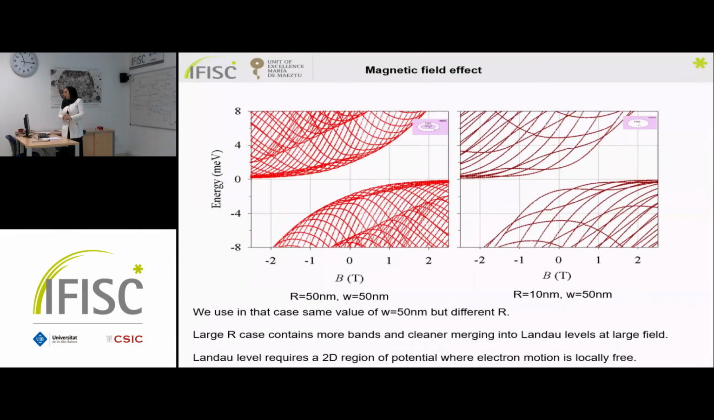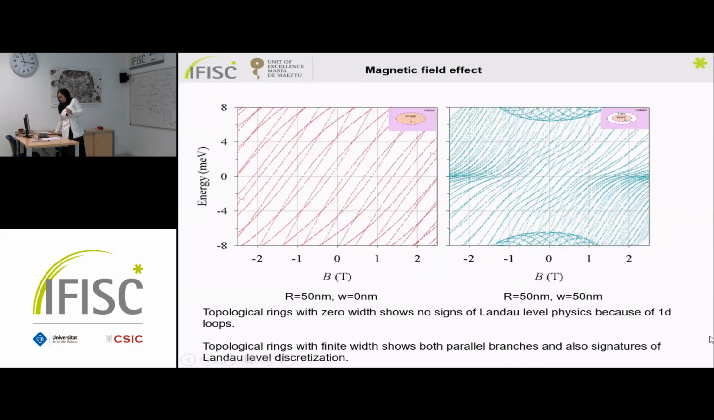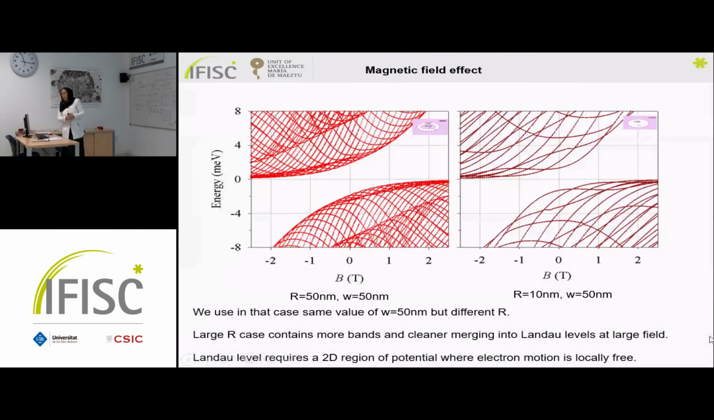So this is the trivial case. Here, this is the loop, and this is the dot, the ring of the dot. And here I use the same width, but different radius. Here I have a very large radius with 50 nanometer, and here 10 nanometer. As a consequence, we found that in the large R, we get very clean branches, and we can easily see that the condition of Landau level is satisfied in this case.